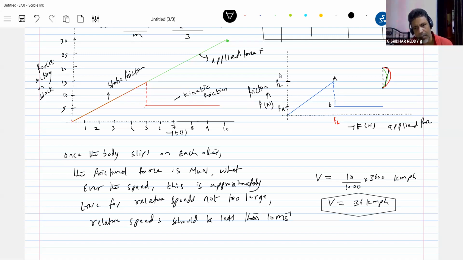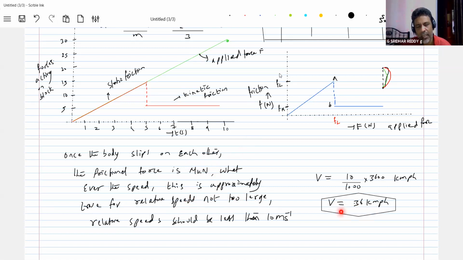Even at 36 kilometer per hour, first look at this sentence: when the bodies slip on each other, the frictional force is mu k N. It's telling it's a relative motion. Whatever be the speed, it's correct, because irrespective of speed there will be some interaction. But now let's come to the upper limit of speed. For relative speed not too large: if the speed becomes more than 36 kilometer per hour, the molecular interaction changes slightly, and this equation is no longer valid. We have to bring some other modified equation. So that's why he has put a condition.